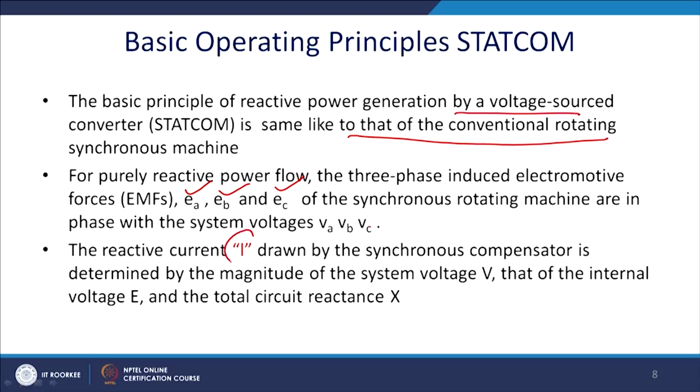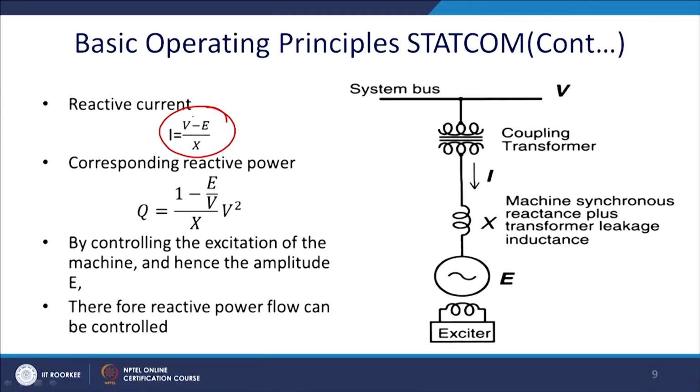The reactive current I, we shall derive it, drawn by the synchronous compensator is determined by the magnitude of the system voltage V and that of the internal voltage or back EMF E, depending on whether E is more than V or vice versa. The total circuit reactance is treated as X. You know that the reactive current I equals (V minus E) by X, or it may be (E minus V) by X.